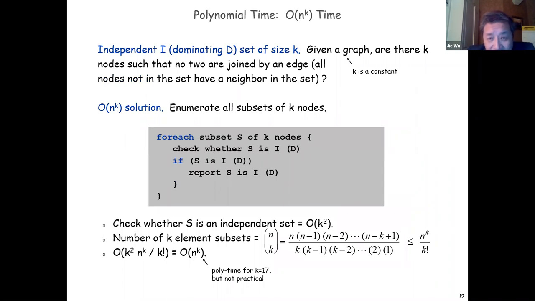I mean, we are getting a little bit more and more difficult. That's the independent set and dominating set. It looks very mathematical, but it's not too difficult. So let me first read it: given a graph, are there any K nodes such that no two nodes are joined by an edge, and all nodes not in the set have a neighbor in the set? A dominating set means all nodes not in the set have a neighbor in the set. So let's first look at the independent set.